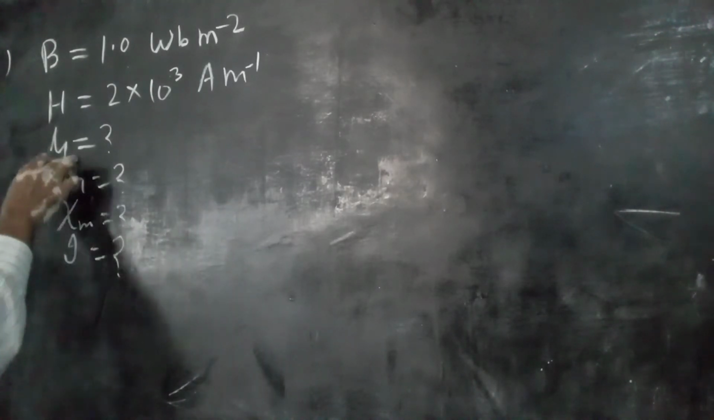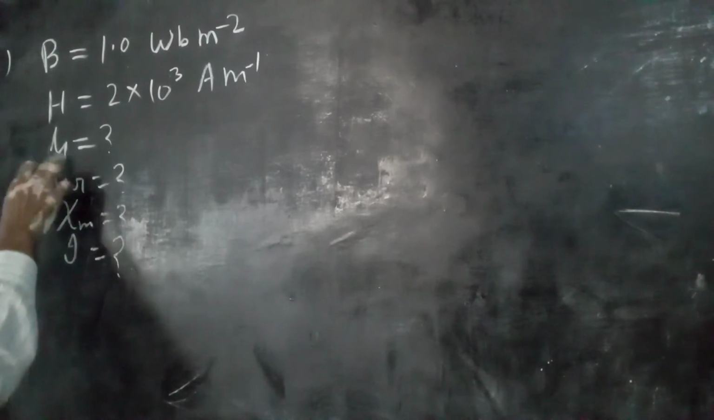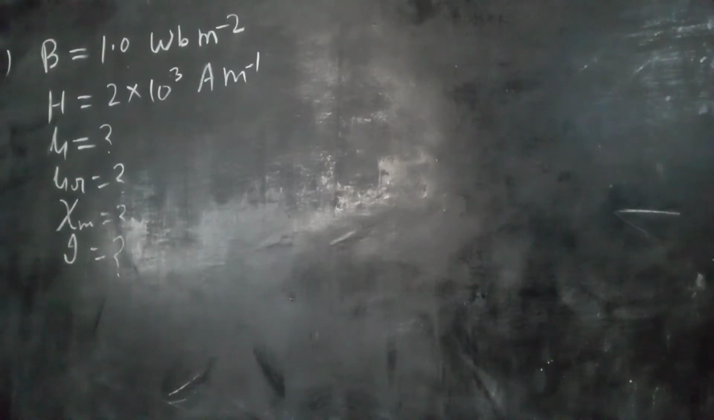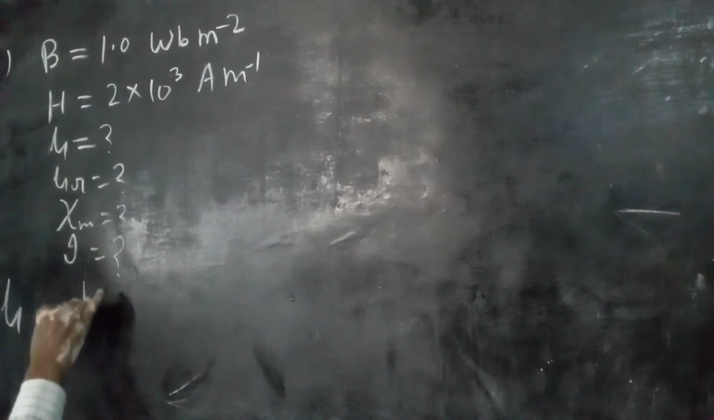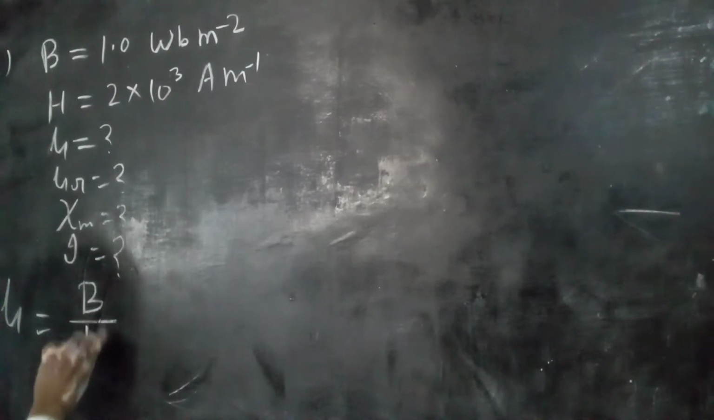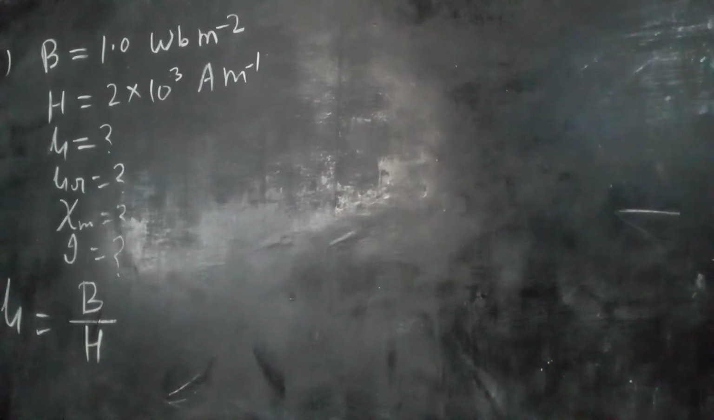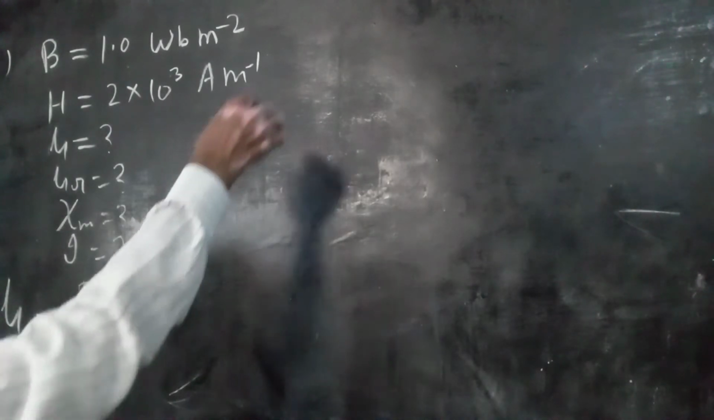So first we find mu. What is mu? Magnetic permeability. The magnetic permeability of a material is the ratio of magnetic induction to the magnetizing field. So mu is equal to B by H. Write the values of B and H, then you get mu.